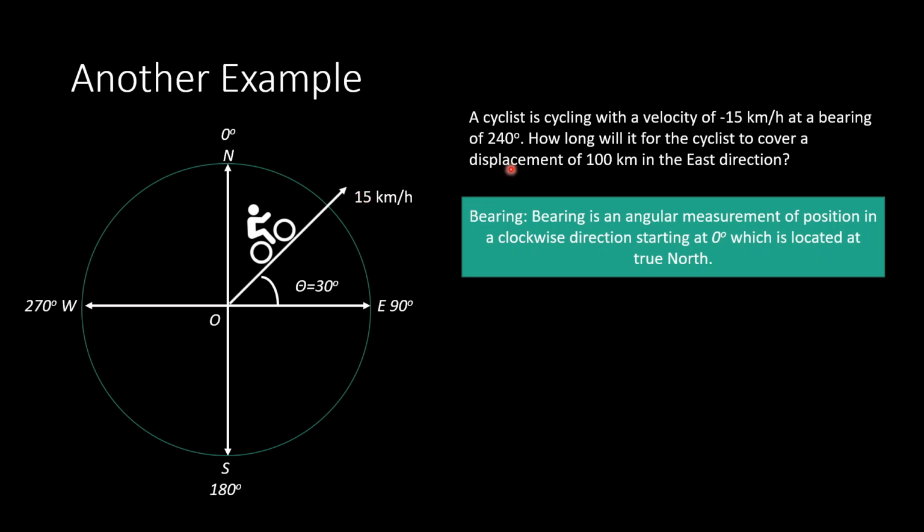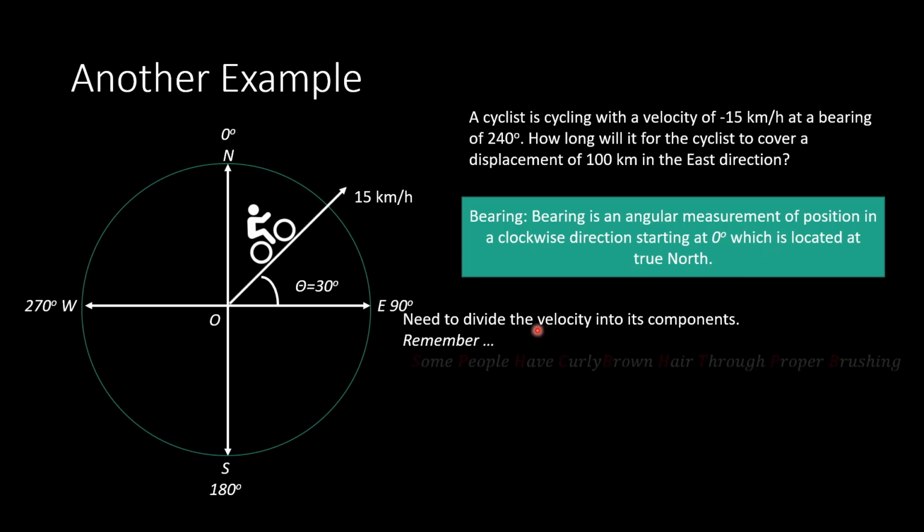So now what the question is asking us is, how long will it take for the cyclist to cover a displacement of 100 kilometers in the east direction? Now remember, we're heading 15 kilometers per hour and, in this case, at a 60 degree bearing in the northeast direction. Your bearing is measured from our north axis. The very first thing we need to do is distribute our velocity into its components, our x and y components, or in this case our north and east components.